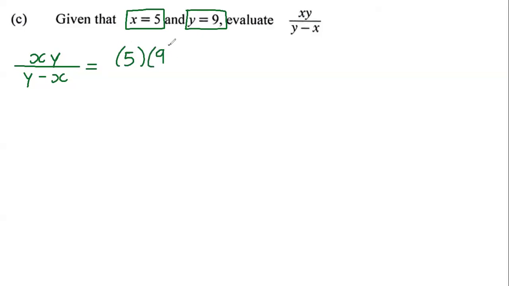Okay. Now what this actually means is 5 times 9, because once they close together, it means multiplication. So it's going to be 5 multiplied by 9. And then y is what? Y is 9 minus, what is x? X is what? 5. Okay. It's going to be equal to.